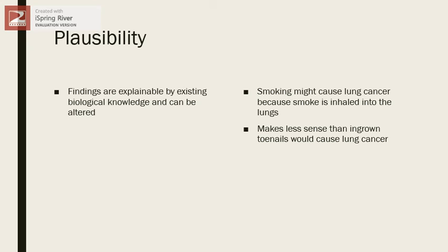It does not make a lot of biological sense that ingrown toenails would cause lung cancer, because toenails and lungs are not particularly related as far as we know scientifically. So that's an example of plausibility. Does it make sense? Basically, does the science even make sense?